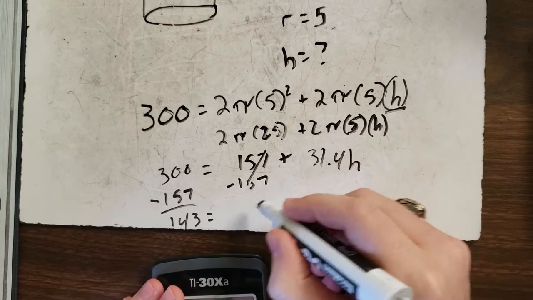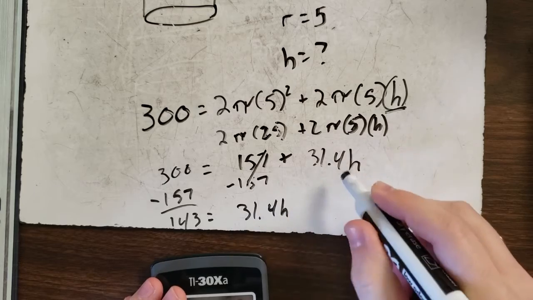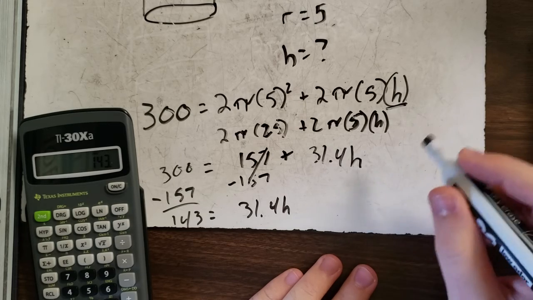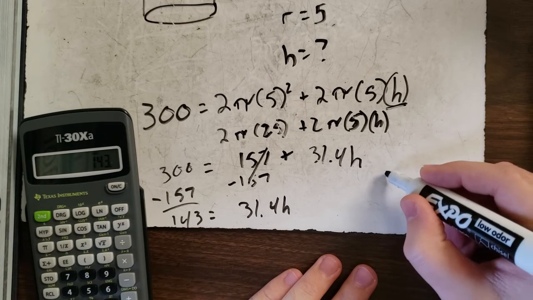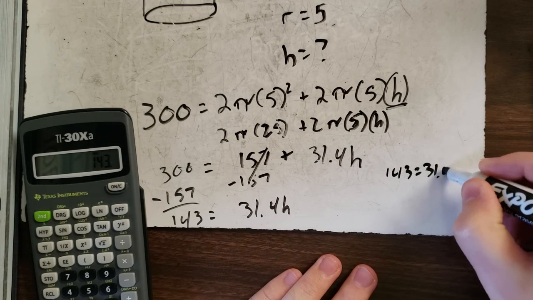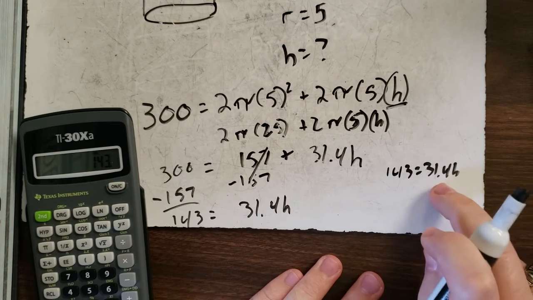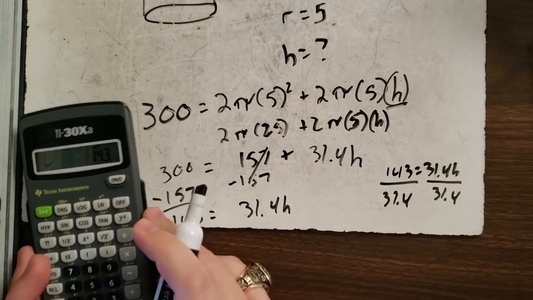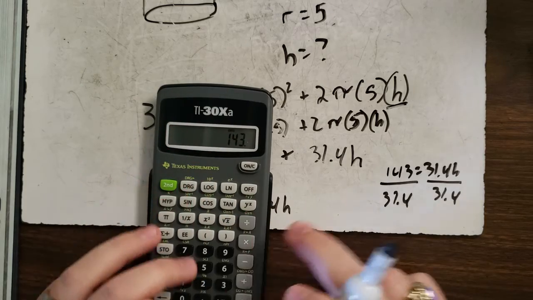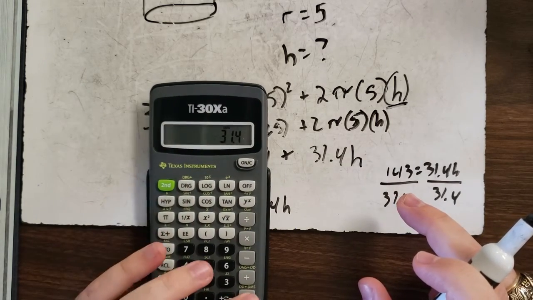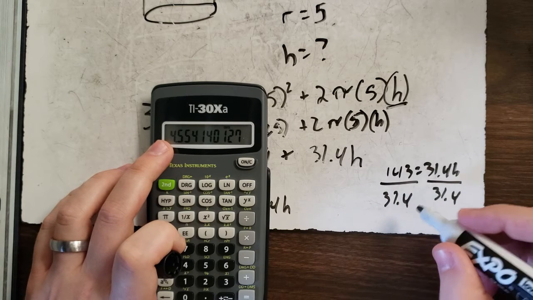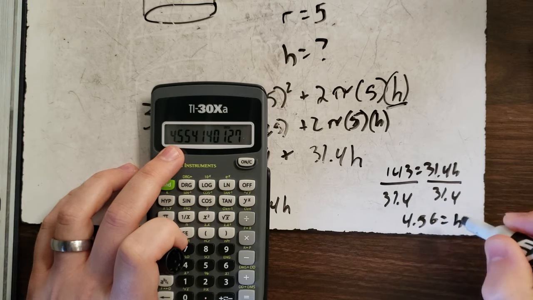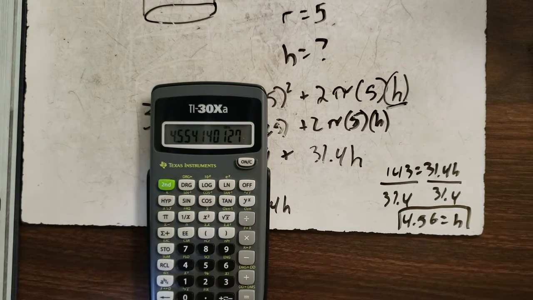And then bring down our 31.4h. And then our last step, remember, is to divide. I'm running out of room here. So we got 143 equals 31.4h. Our last step, divide by 31.4 on both sides, because that's what our h is multiplied by. So 143 divided by 31.4. And our answer, we get this decimal here, it's fine. You can round: 4.56 equals h. Okay.